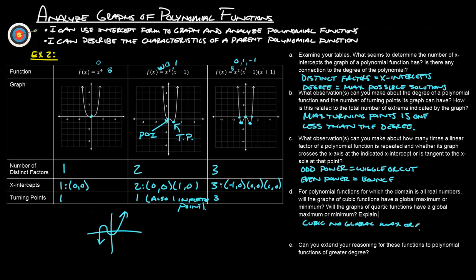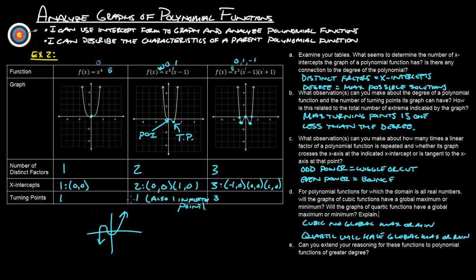But then a quartic, if you'll look here, notice these are all finishing up. If any of these were negative out front, they would all start down below and they'd end down below. Okay, so quartic functions will have a global maximum or minimum. It won't have both. Can you extend your reasoning for these functions to polynomial functions of a greater degree?